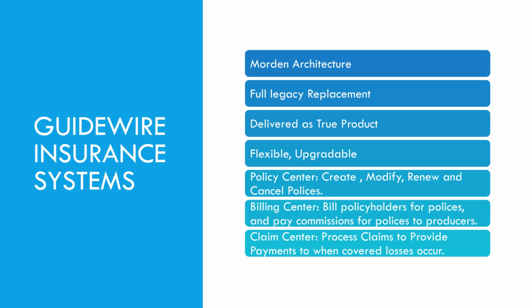Guidewire insurance systems feature modern architecture, full legacy replacement, and are delivered as a true product that is flexible and upgradable. Key components include PolicyCenter, BillingCenter, and ClaimCenter.